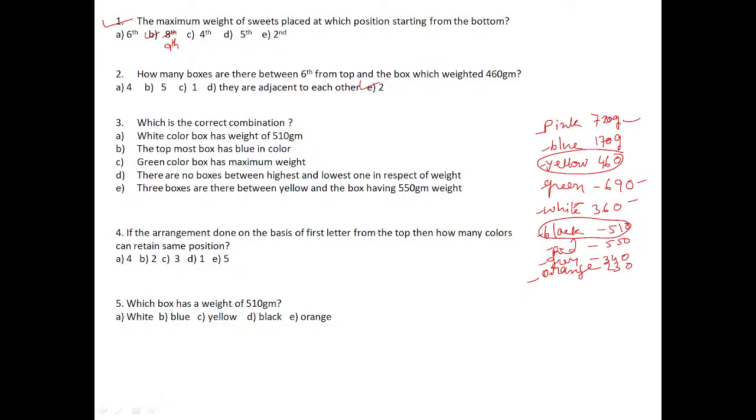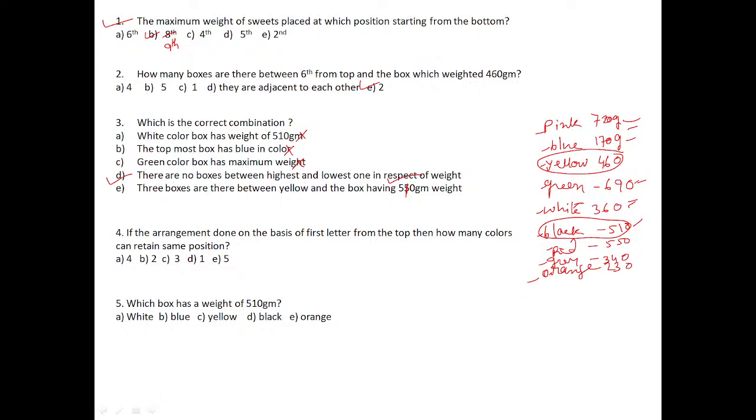Which is the correct combination? White color box has weight 510. No, it's wrong. The topmost box has blue color. No, it's pink. Green color box has maximum weight. No, it's wrong. There are no boxes between highest and lowest one in respect of weight. Yes, this is correct. 720 and 170. 3 boxes are there between yellow and the box having 550. Yellow and 550. 1 2 3. This is not 550. This is 510. Okay. So only option D is correct here.